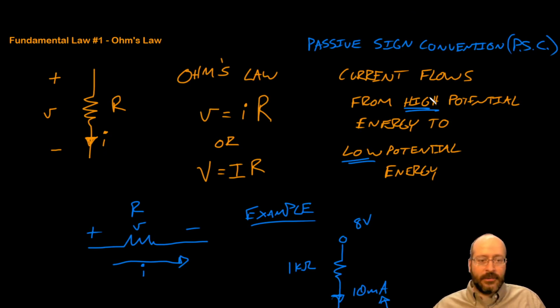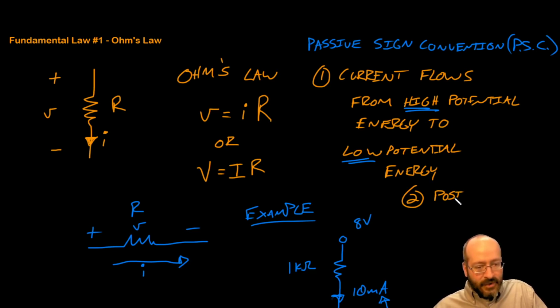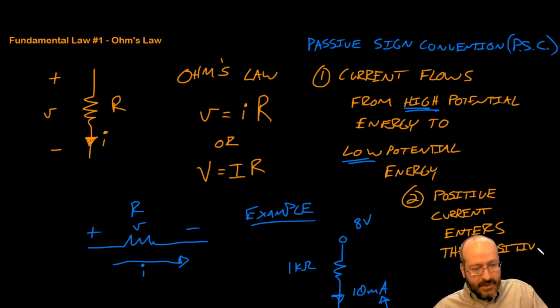Okay, so current flows from high potential to low potential. That's probably the most common way to see it described, the passive sign convention. The other way that I see it written is positive current enters the positive terminal. I may say one or both while we're doing live chats during the semester. Positive current enters the positive terminal.